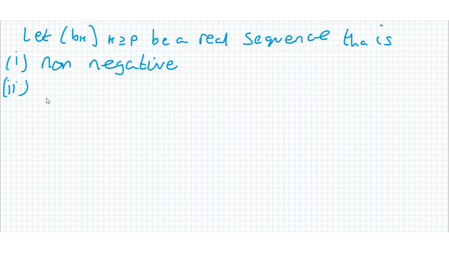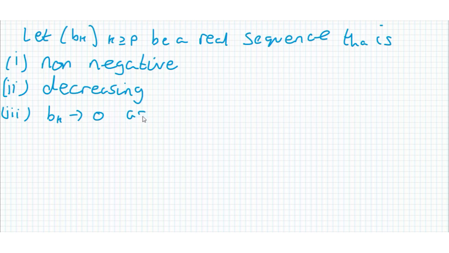The second condition is that it's decreasing, so if bk plus 1 is less than or equal to bk for all the bk's, then it's decreasing. And the third and final condition is that bk tends to 0 as k tends to infinity.